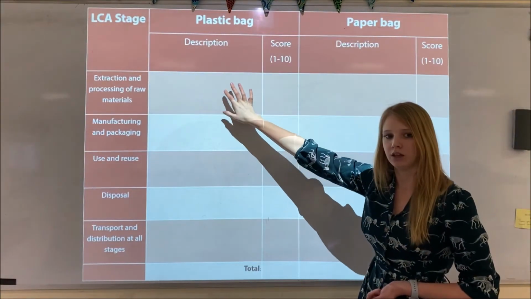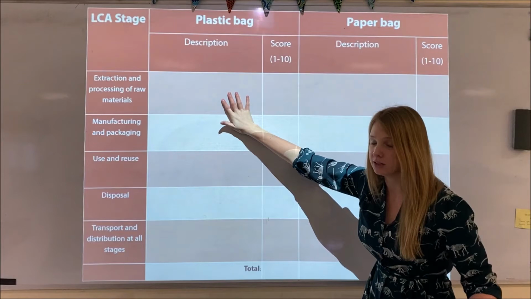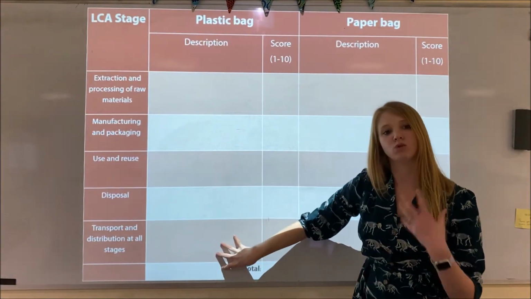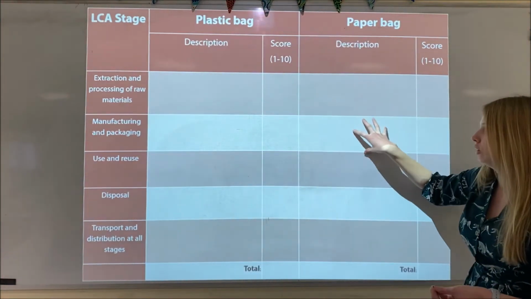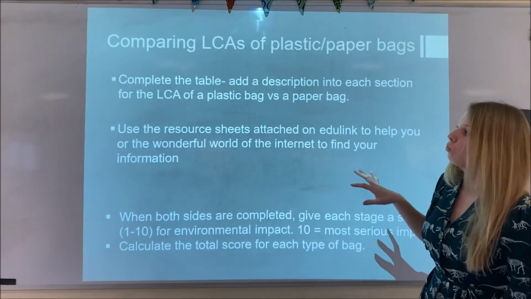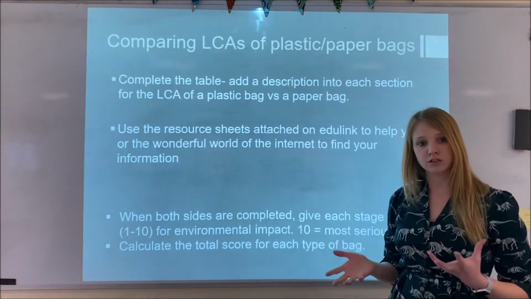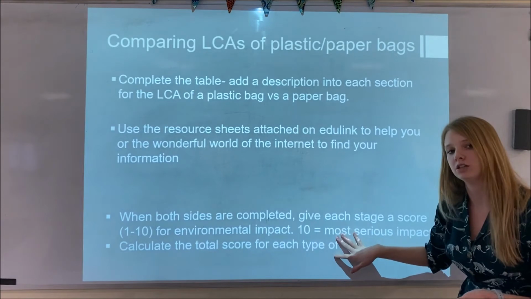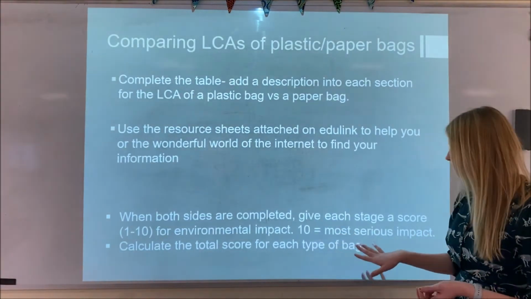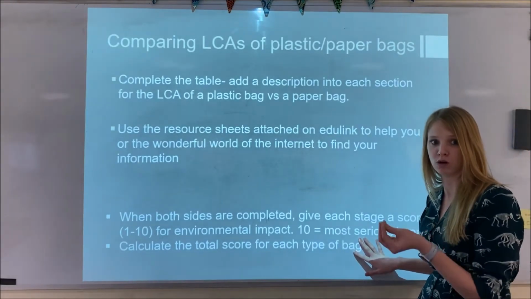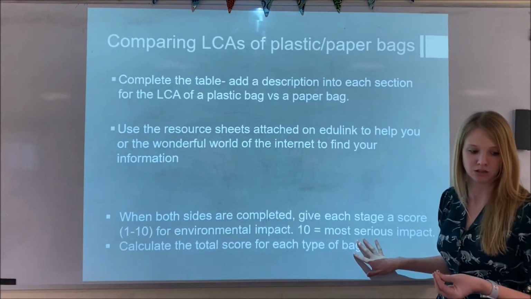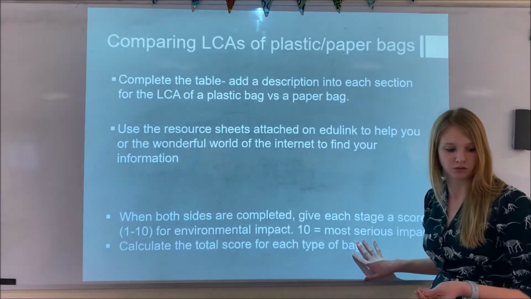Using the resources attached, or the wealth of the internet, you are going to put a description into each of these boxes about what is involved within each stage, thinking about the environmental impact as you go. When you are finished and have filled in your table, you are going to give each stage a score out of 10 for environmental impact, with 10 being the most serious impact, the worst impact, and 1 being the least impact, so the better for the environment. And then I want you to calculate the stages for each bag.